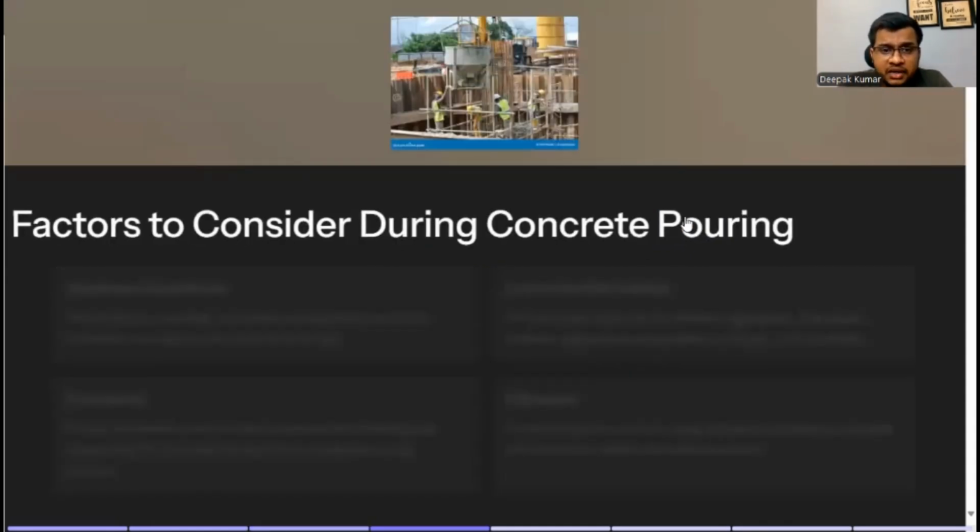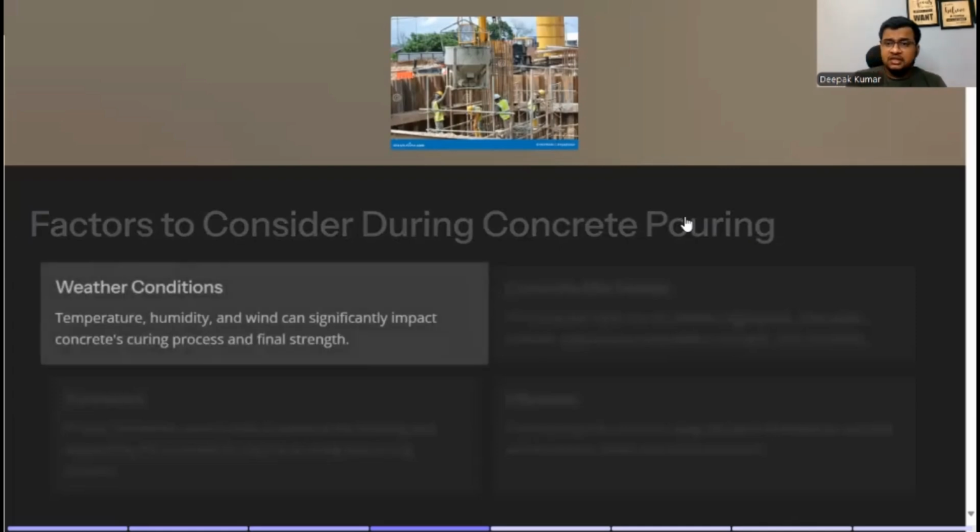Now, the factors to consider during concrete pouring. Weather conditions are a major factor to consider when doing concrete pouring.